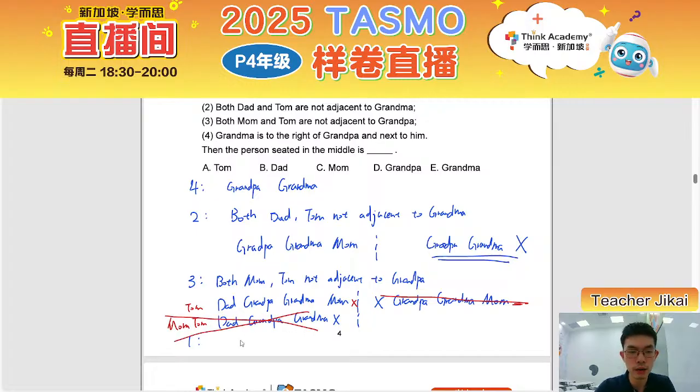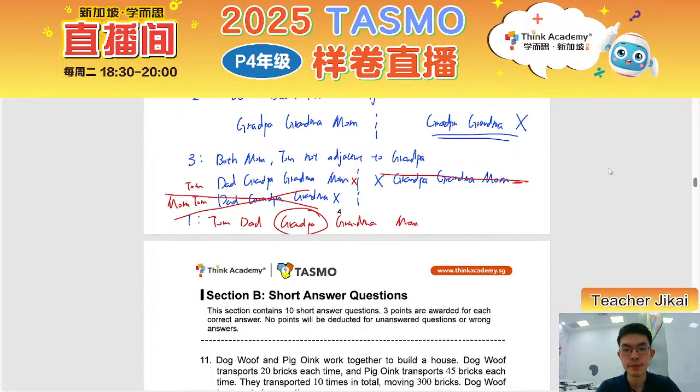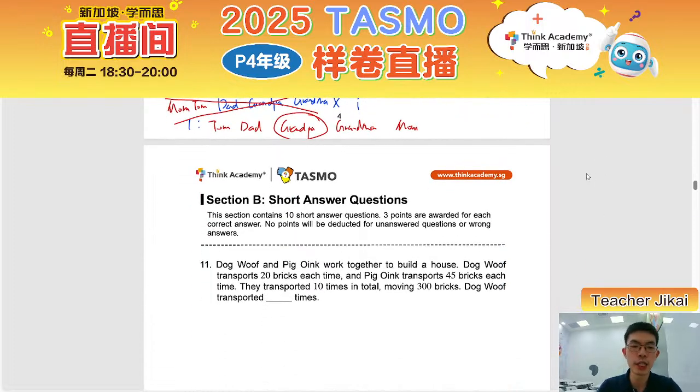So we know it is Tom, Dad, Grandpa, Grandma, and Mom. So who is in the middle? Grandpa is in the middle, right? So D here is the correct answer. Alright, so this is it. Okay, so now let's go to section B.